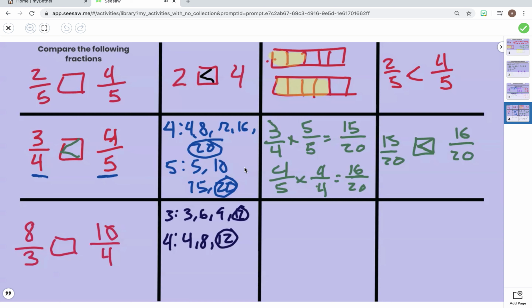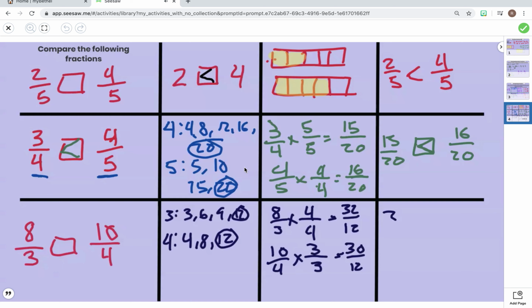And then 8/3 times what equals a number of 12ths? That was 4. 4 times 8 is 32. Now 10/4 times something will give us a number of 12ths. 4 times 3 is 12, so 10 times 3 is 30. So 32/12 is actually greater.